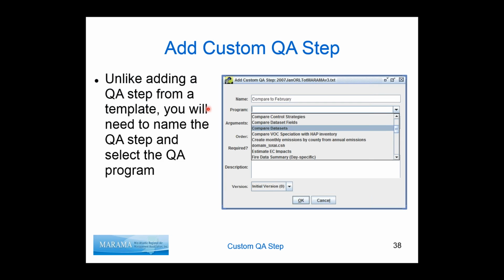When you do a custom QA step, you have to specify everything. You don't get to pick from a list of templates. You're going to enter the name of the QA step, and then you're going to pick which program you want to run. In this case, we're going to go ahead and pick the Compare Datasets QA program.